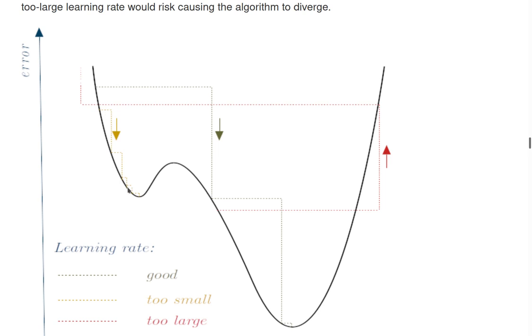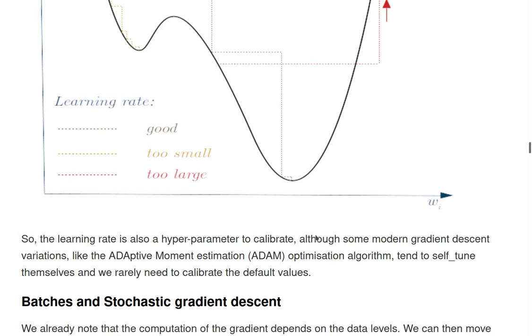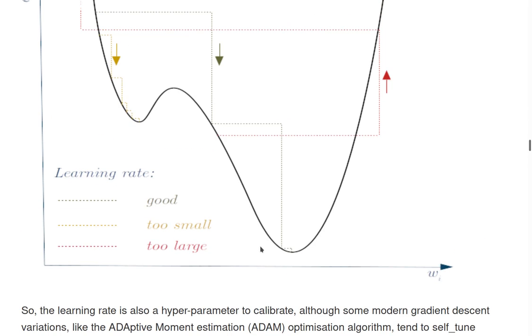But here we have two problems. First, the steps are very small, so we need to make a lot of iterations, a lot of steps to move. But the second problem is that we risk, like in this example, getting trapped in a local minimum and not reaching the global minimum.